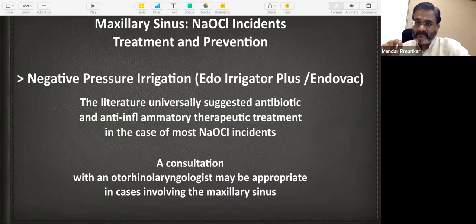So I think prevention is always better than what you treat. So using rubber dam, following a strategy whether to use positive pressure or negative pressure, not exceeding the pressure on the syringe while doing irrigation, and choosing right size and design of the needle.